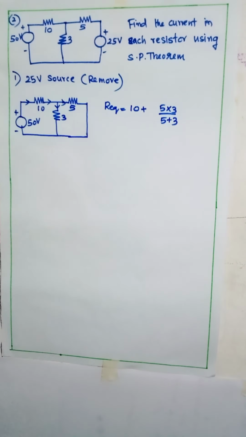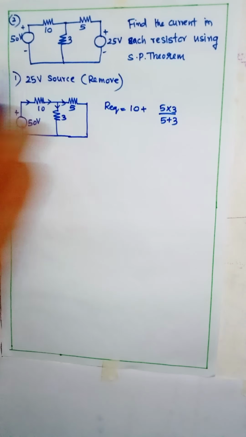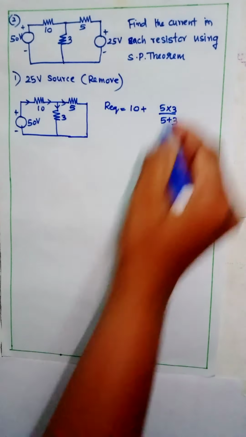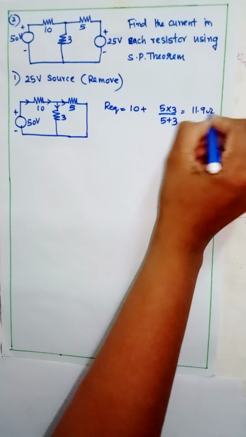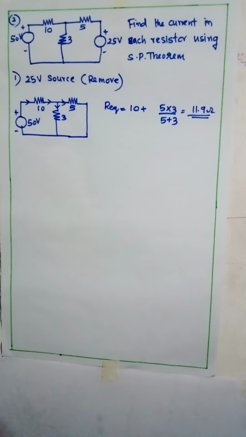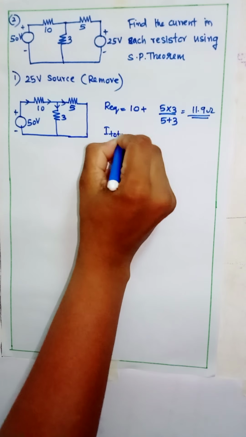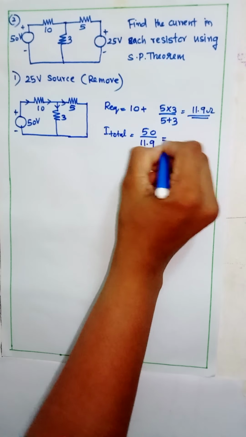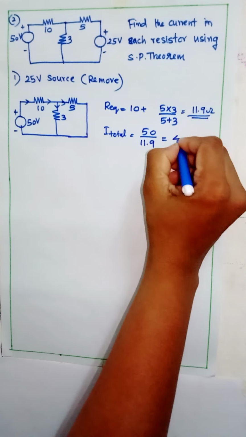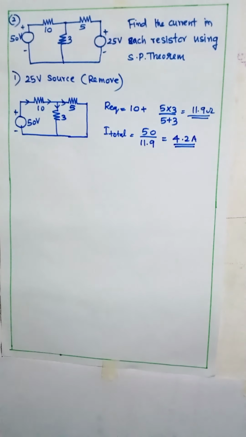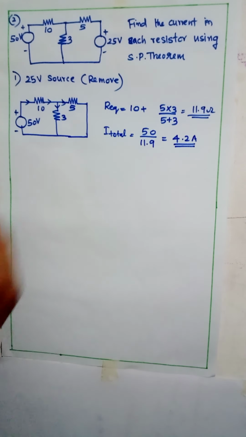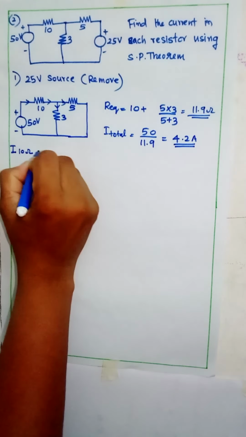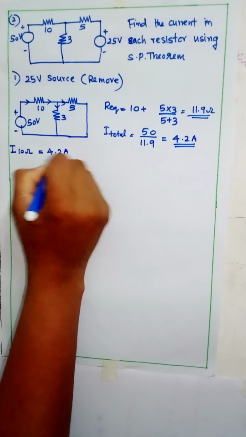Here 5 ohm and 3 ohm are connected in parallel and both are connected in series with the 10 ohm resistor. So we can write like this. So the equivalent resistance will be 11.9 ohm. This is our equivalent circuit. So the total current from the source is equal to total voltage divided by total resistance. That's equal to 4.2 ampere. So here we can see that current flowing through 10 ohm resistor is equal to the total current, that is equal to 4.2 ampere.